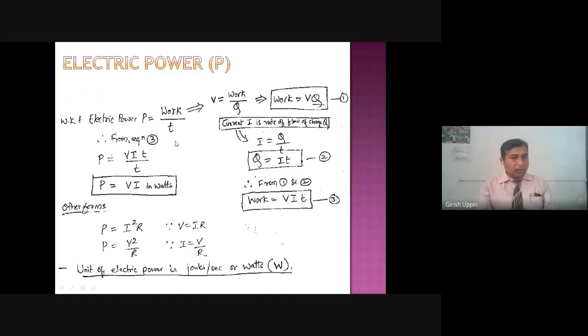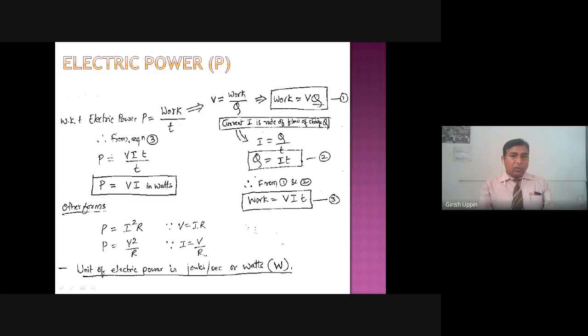So this is the equation for the power, work divided by T, and we know that voltage is equal to work divided by Q. Therefore, work is equal to V into Q. That is the first equation. So we got work is equal to V into Q. And we know what is the strength of electric current. It is the rate of flow of the electric charge. I is equal to Q by T. Therefore, Q is equal to I into T. That is the second equation.